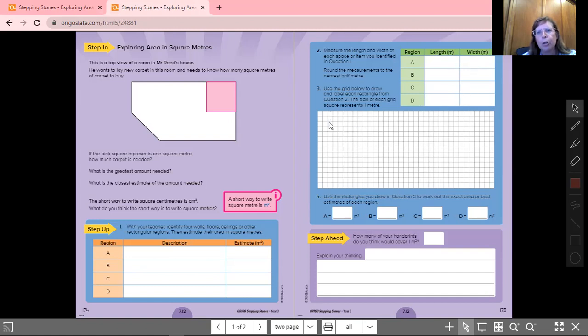Then you're going to draw it here, where each of these squares represents 1 square metre, and then you're going to calculate them here. Okay, and then as another exercise, how many of your handprints do you think would cover 1 metre squared?